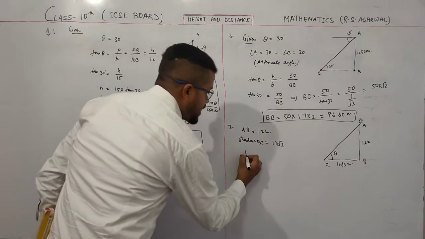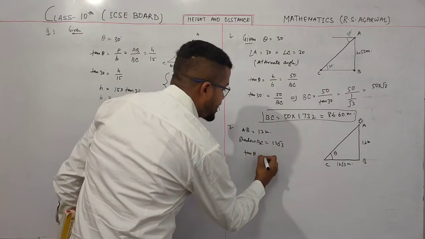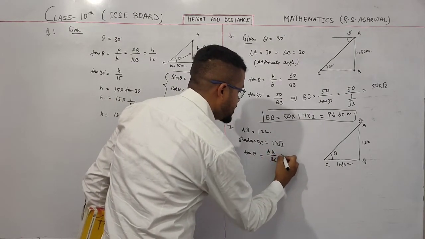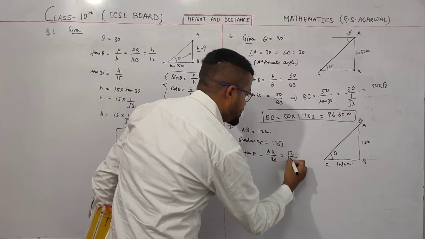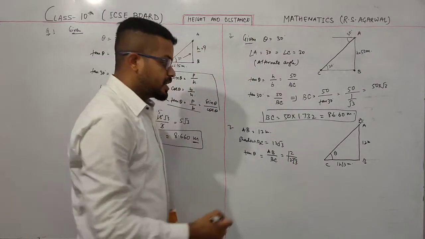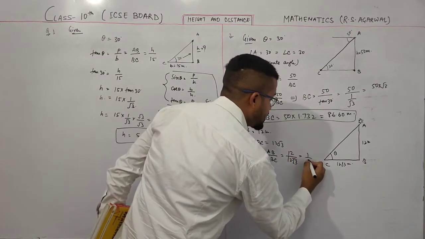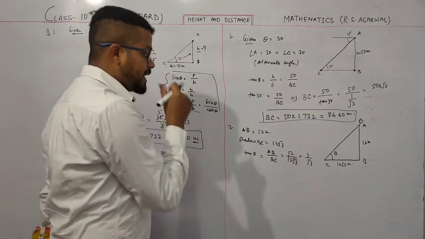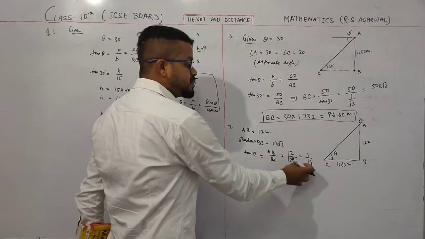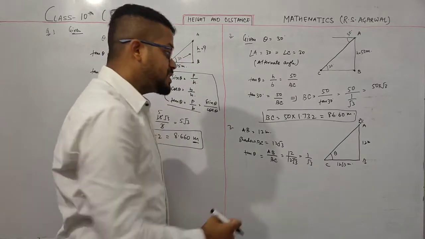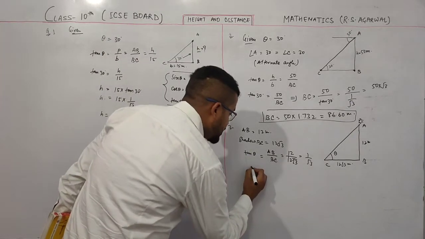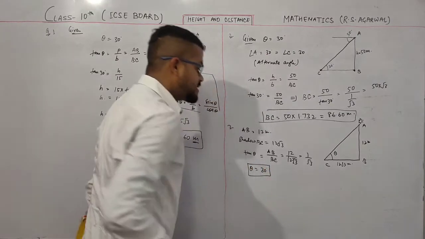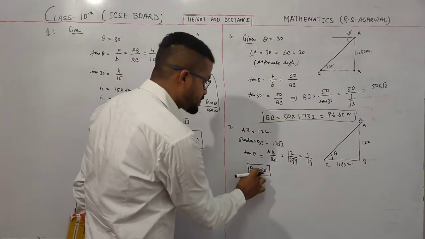Now I use tan theta is equal to AB upon BC. AB is 12 and BC is 12 root 3. So the value is 1 by root 3, and the value of tan theta is equal to 1 by root 3 for which angle? For theta is equal to 30 degree. This is 30 degree.